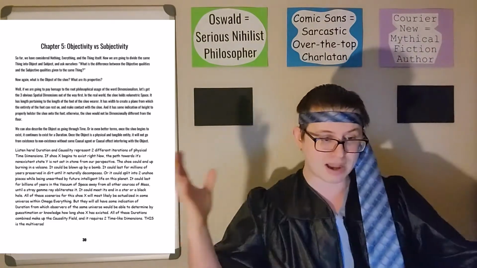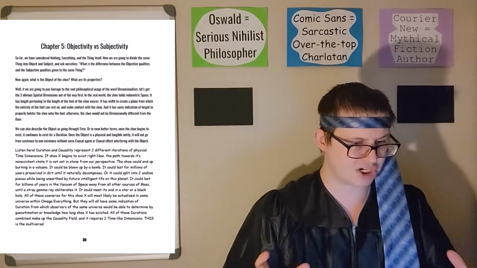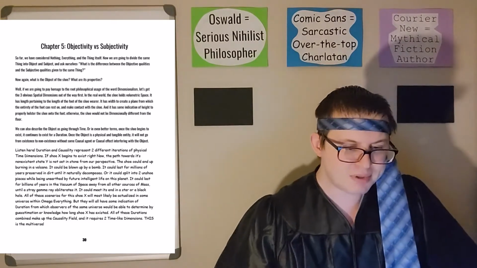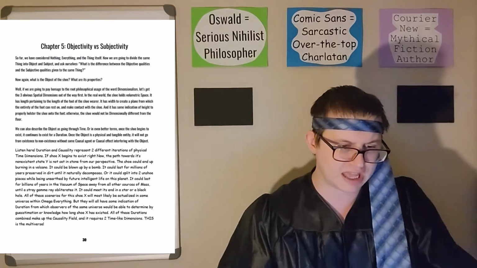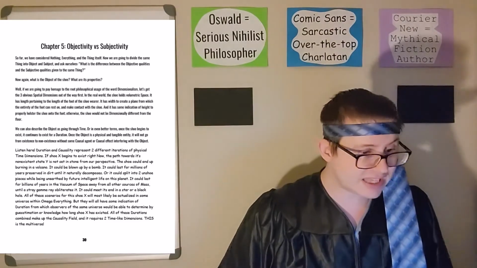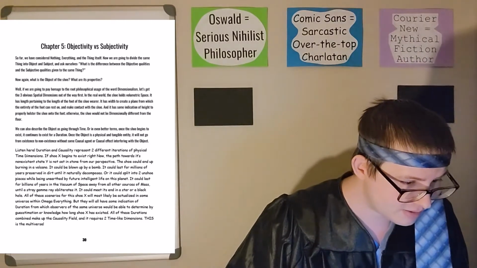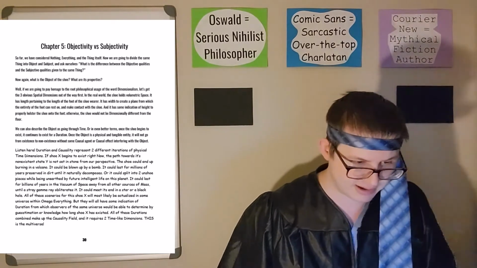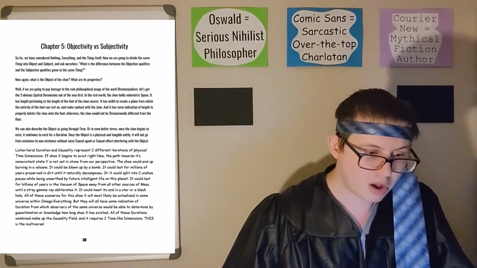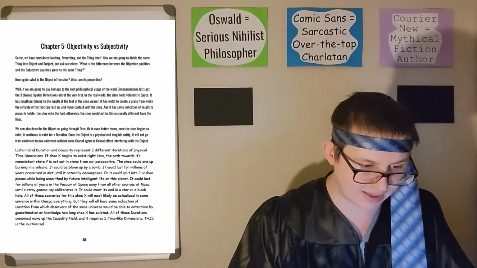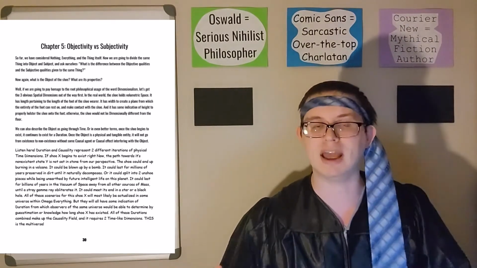It could be blown up by a bomb. It could last for millions of years preserved in dirt until it naturally decomposes. Or it could split into two unshoe pieces while being unearthed by future intelligent life on this planet. It could last for billions of years in the vacuum of space away from all other sources of mass, until a stray gamma ray obliterates it. It could meet its end in a star or a black hole. All of these scenarios for this shoe X will most likely be actualized in some universe within Omega everything.